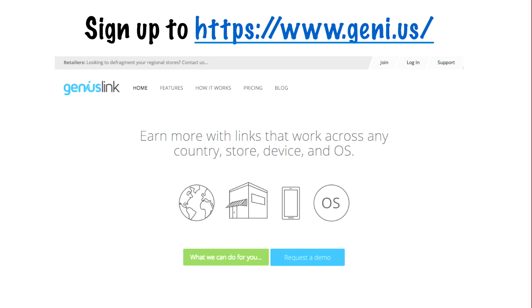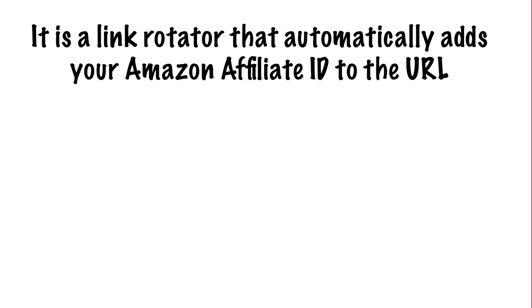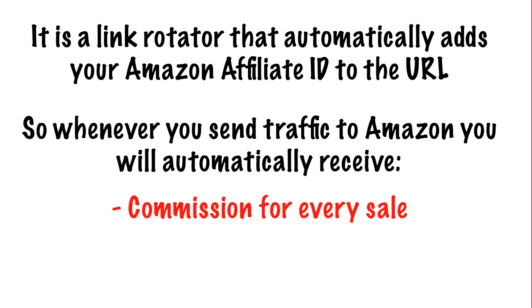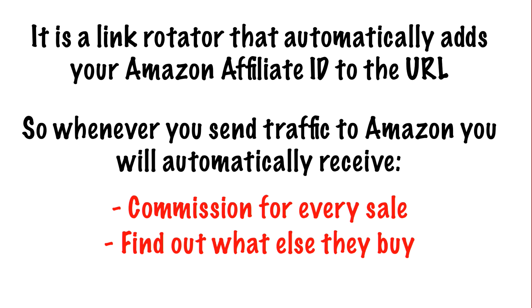Okay, so the first link rotator I want to talk to you about is called Genius. The reason it's good is it's super easy to use. You can just head over to their site, sign up for that, and it doesn't really need any explanation. But the best thing about it is it automatically adds affiliate IDs to the URLs. So in an Amazon case, you just need to get your Amazon affiliate ID, put that into the system, and it will just put it on all the links for you. So you don't need to put it in every time you send traffic to Amazon, like I say, it does it all for you. It'll get you commission on every sale, and importantly, you'll also see what else people have been buying.